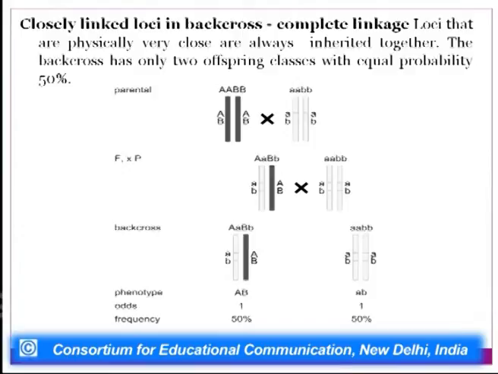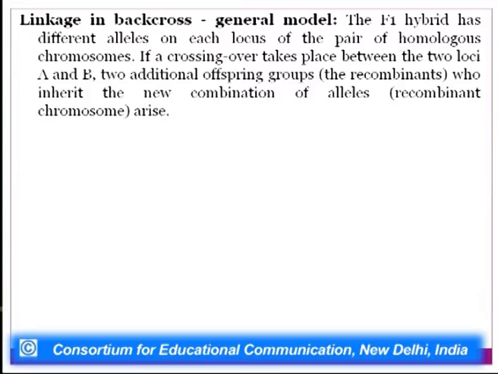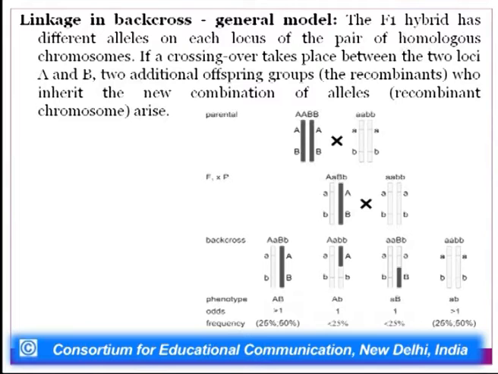However, in the general model, the F1 hybrid has different alleles at each locus of the pair of homologous chromosomes. If a crossing over takes place between the two loci A and B, two additional offspring groups arise which inherited the new combination. So, for example, in the F1 generation, if there is a crossing over, we will talk in detail about this crossing over, but the occurrence of recombinants is because of this crossing over. As you can see, when the back cross is done, two of the phenotypes obtained contain a chromosome having half of the white segment and half of the black segment, because the crossing over has taken place. The frequency therefore is not 1:1:1:1, or the odds are not 1:1, but the parental combinations have higher frequency than the recombinants, which occur in lesser frequency.